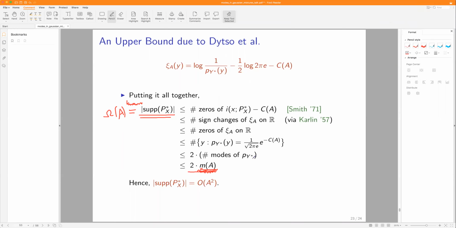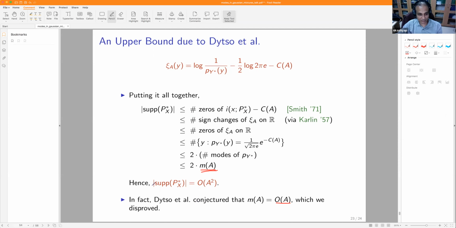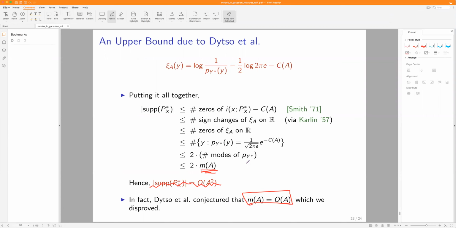I understand now. Basically, before we proved this, these guys conjectured that the upper and lower bounds matched. They wanted M of A to be of order A. Then they would have gotten matching upper and lower bounds. But then we showed that is not the case. I see. Okay.